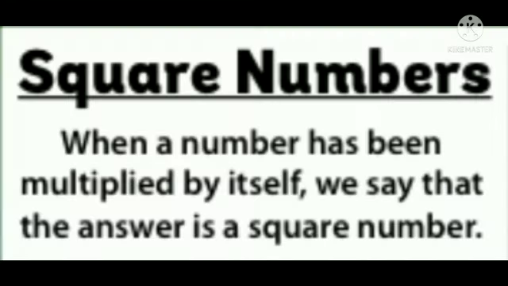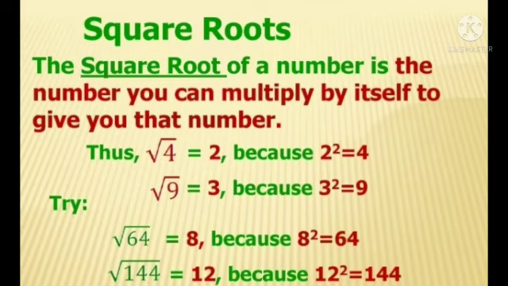Now, today we will see what is a square and how you are going to find the squares of a number. Square means when you multiply a number with itself, it is your square. Clear, students? Further, we will see what square roots are and how you are going to find the square roots. Now, the square root of a number is the number you can multiply by itself.